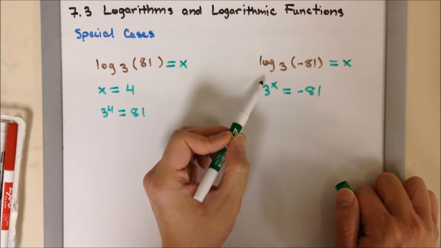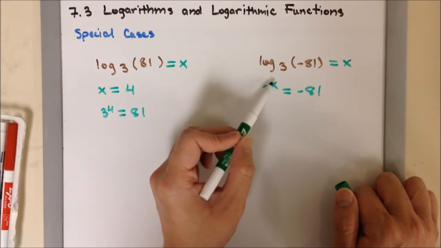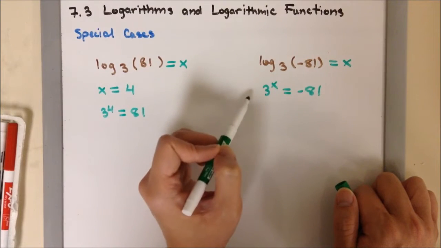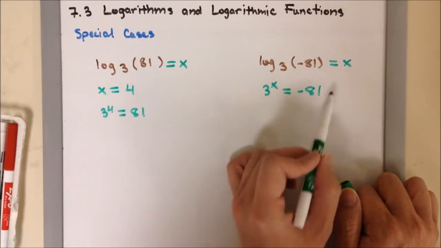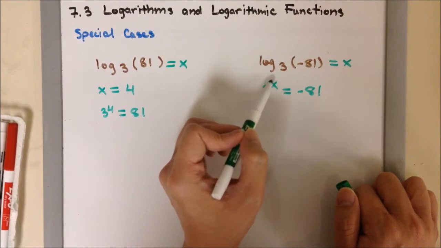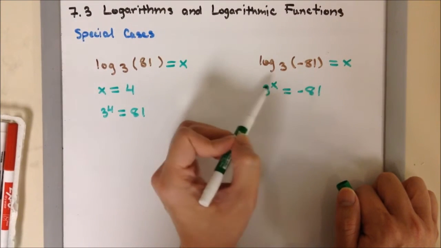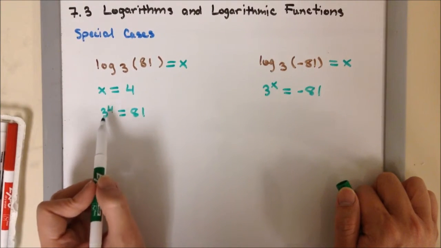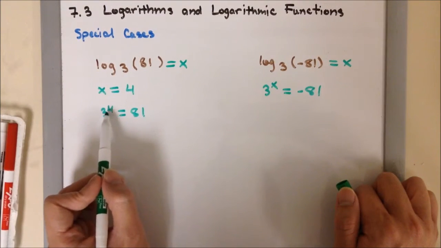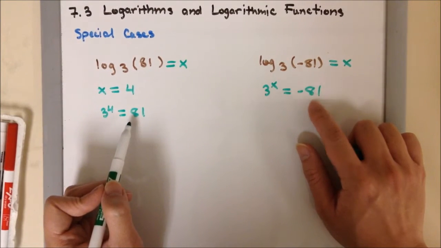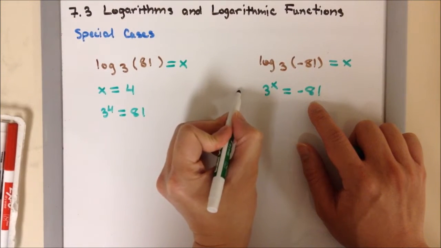Now, I did mention how anything to the odd power, let me take a step back. For anything in exponential form, if it has an odd power, then your answer can be negative. But here, 3 to the 4th, my power is an even number, so it's hard to make this a negative number unless I'm multiplying by a negative 1 here.